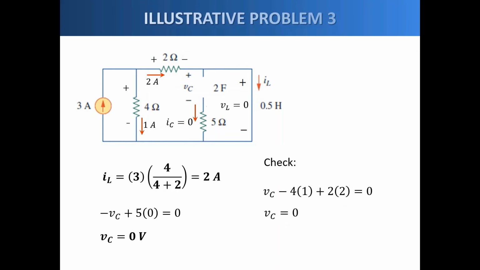To get the energy stored in the capacitor, we can use the formula 1/2 CV squared, but the voltage of the capacitor is 0, so therefore that will give us the energy stored as 0 joules.